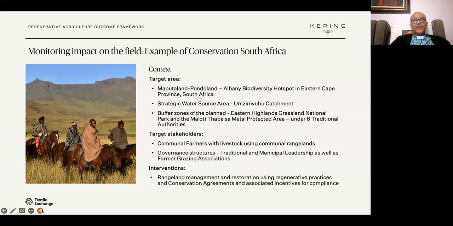As Sabrina said, we are implementing a project here in South Africa. That's Conservation South Africa, which is an affiliate of Conservation International. And I'd just like to give you a little bit of a sense of the context in which we're working. And of course, being Conservation South Africa, our mandate is to basically conserve and restore. And in the space where I'm working, which is in the Umzimvubu catchment, that target area where we're working is in a very strategic biodiversity hotspot in the Eastern Cape province of South Africa. It's also in a strategic water source area, an important water catchment.